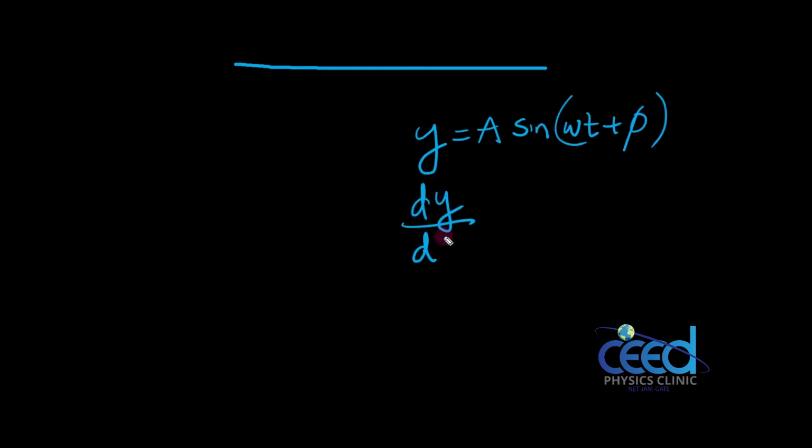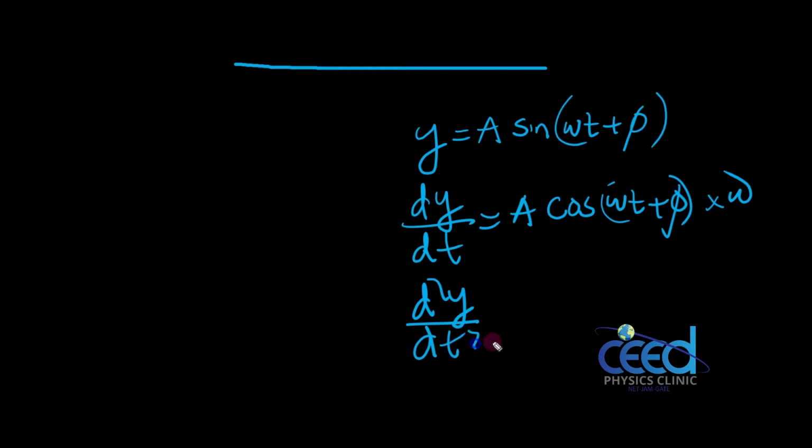For a simple harmonic motion, the displacement you have studied in lower classes is y = a sin(ωt + φ). Now if you find the first differential of this, dy/dt is equal to a cos(ωt + φ) into ω, right? And again d²y/dt² is equal to aω into cos(ωt + φ). On differentiation you will get minus sin(ωt + φ) into ω.